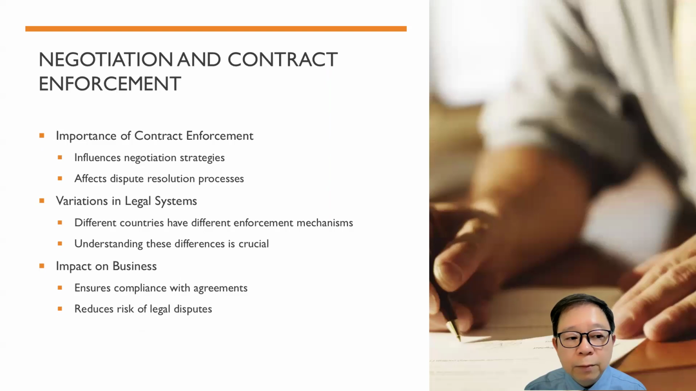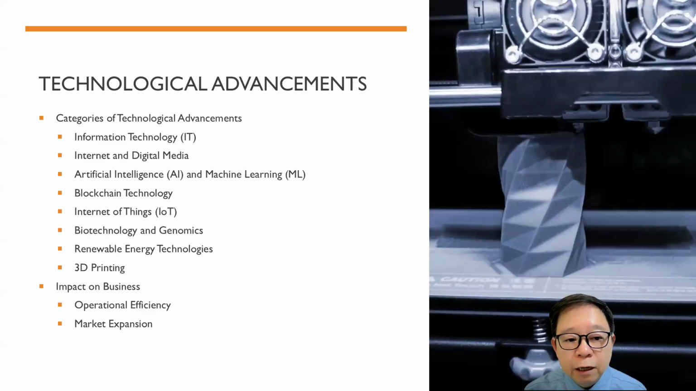Right. Yeah. So just now we mentioned the negotiation and contract enforcement. It's very important because it will affect the way we bargain, right? So it influences the negotiation strategy. Also, it will affect the disputes when a dispute comes, right? We hope that we are able to have a smooth dispute resolution process. Different countries have different ways of enforcement, and we need to understand the differences. Okay, and it's very important because it will impact our business and make sure that we are able to minimize the risk.